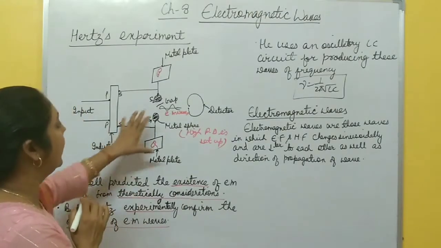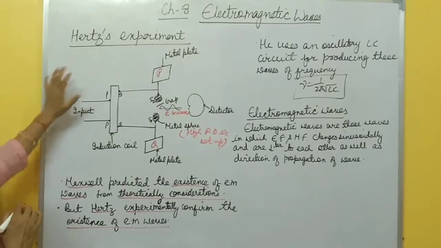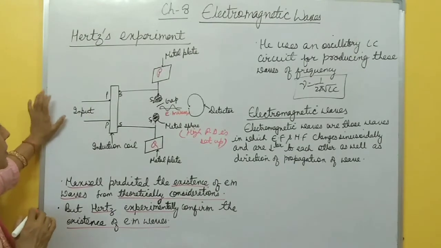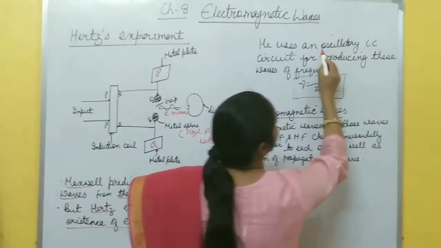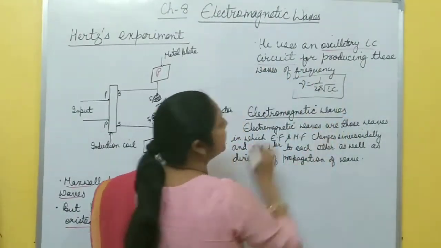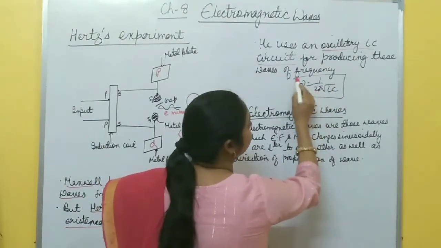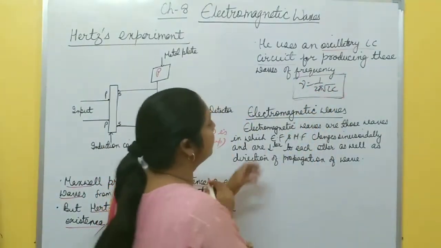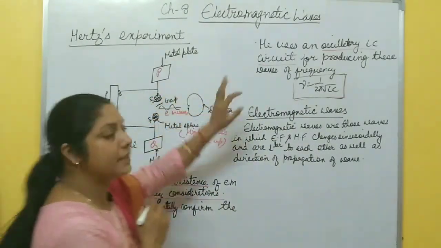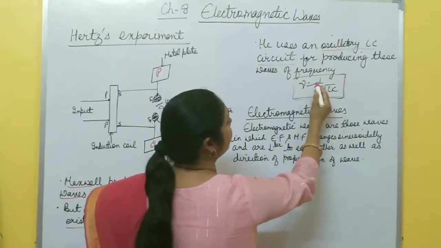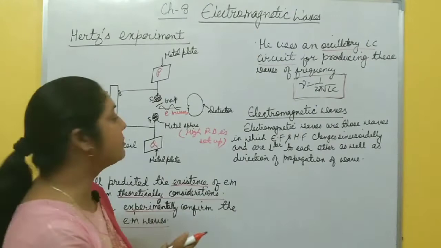In this way, electromagnetic wave is produced experimentally in this Hertz experiment, right? So in this circuit, Hertz uses an oscillatory LC circuit for producing waves having frequency ν equal to 1 by 2π under root LC. High frequency electromagnetic waves are produced here using this LC circuit, whose frequency is given by ν equal to 1 by 2π under root LC. In this way, electromagnetic waves are produced.